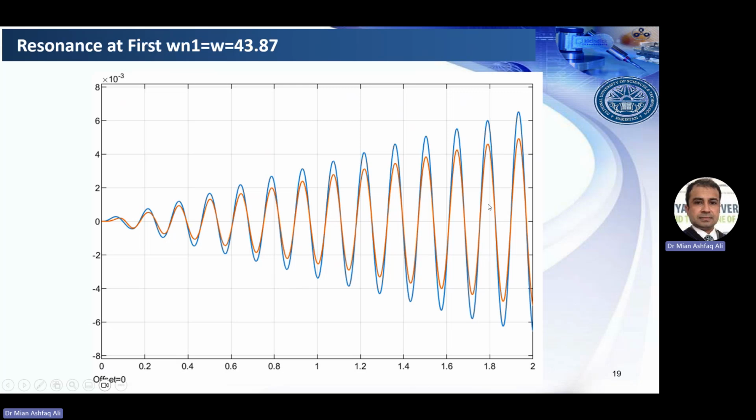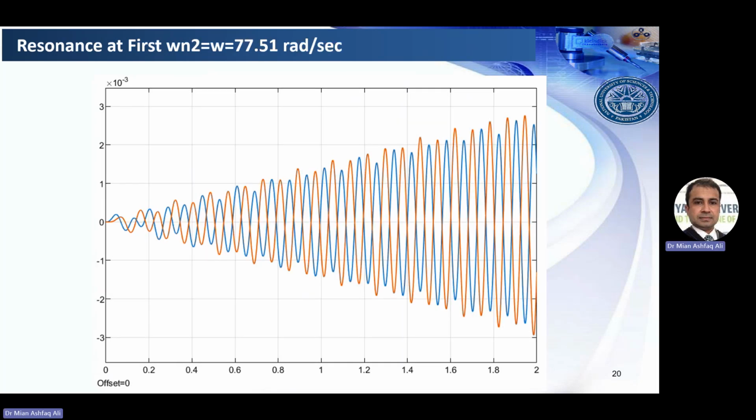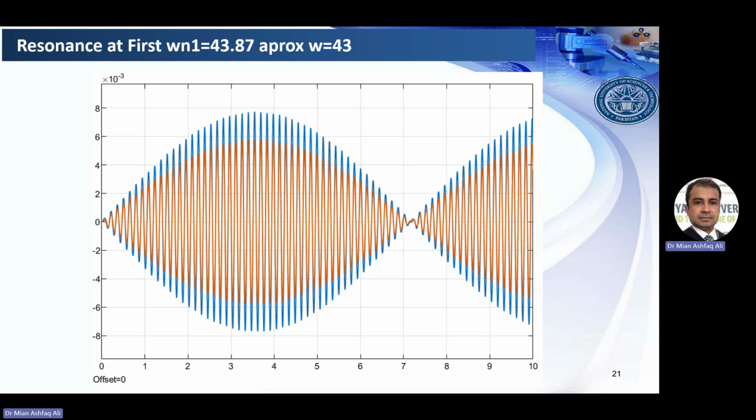And this is when the input frequency is equal to the first natural frequency, then we see the resonance point. So this is the first resonance point. The system is moving in phase and the amplitudes of both masses are increasing. And this is the second natural frequency. If you vibrate this system at 77.51, the system goes to the second natural frequency, the second mode. The system moves out of phase and increases with time. If you keep the input frequency at 43, very close to the first natural frequency, then we would see the beats phenomenon taking place.